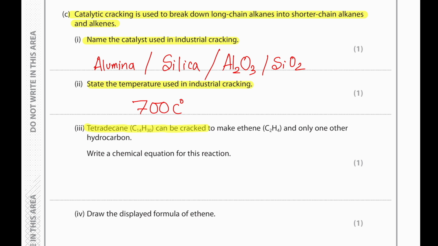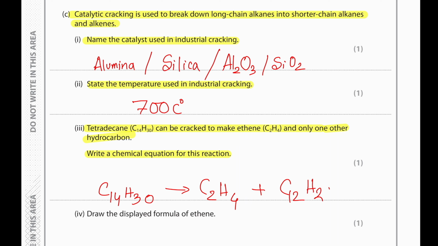Tetradecane C14H30 can be cracked to make ethene and only one other hydrocarbon. Write a chemical equation for this reaction. So when tetradecane is cracked, it produces ethene plus a hydrocarbon. So we will write C14H30. It produces C2H4. Then we will calculate the remaining carbon, which is C12, and the remaining hydrogen, which is 26.